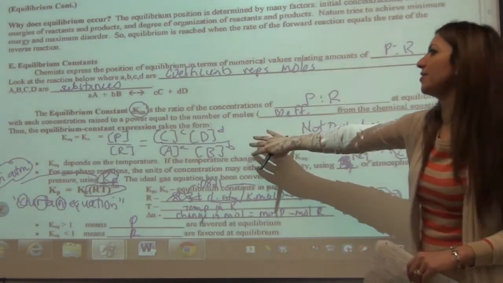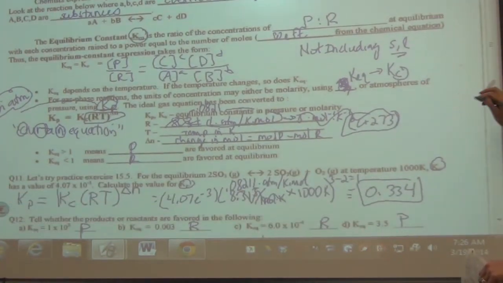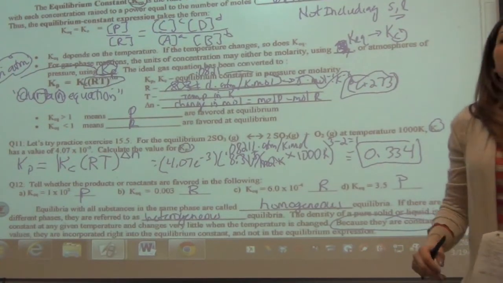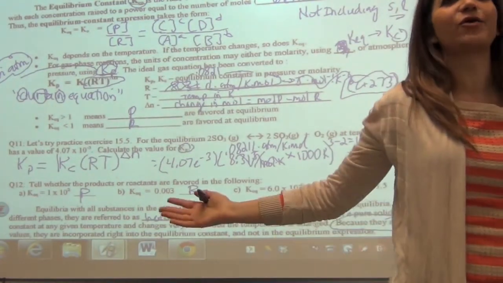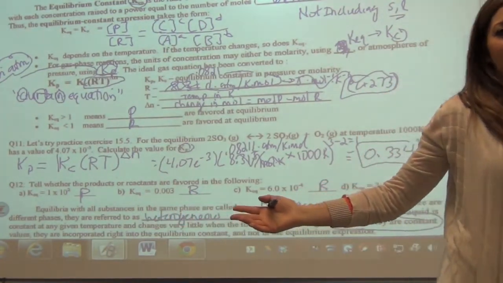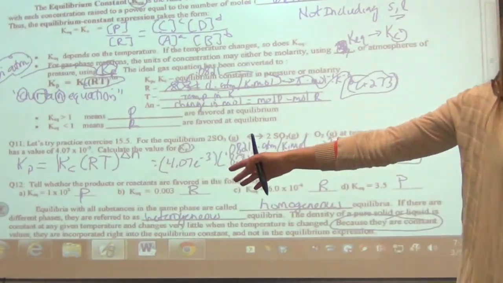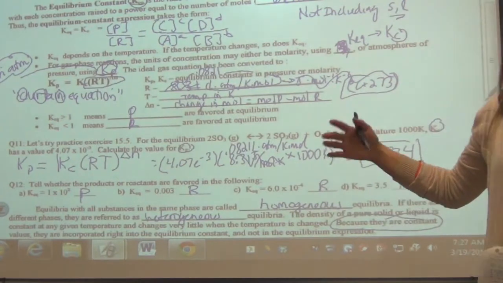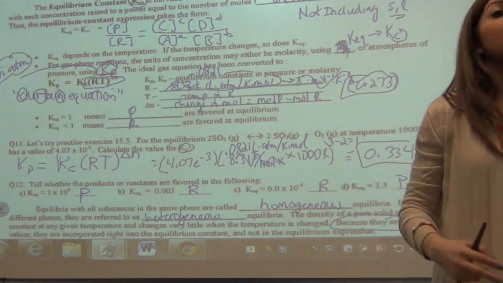Then we started talking about the value of K that we were just reviewing a moment ago. We said don't include the solids and the liquids. There's a Kp and there's a Kc. Typically, you just call it K or Keq, the equilibrium constant. So Kc is what we're talking about when we do concentration, and typically you're going to have concentration values. You're going to have molarity values, okay?